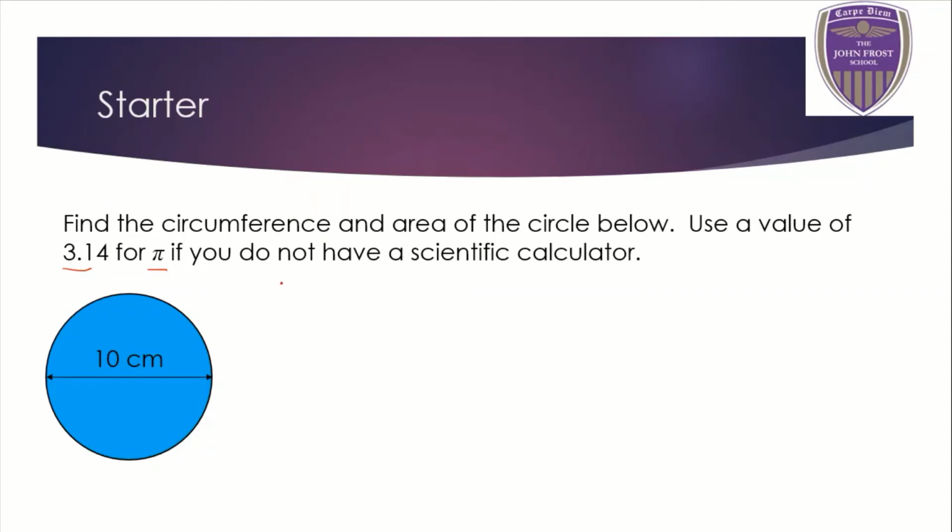Okay, welcome back. So you have to remember the formulae now for these. Remember, a circle's circumference is pi times diameter. And the diameter is the length all the way across the circle, okay? And so for us, the diameter is 10. So I can do pi times 10. Actually, you know what? I think I'll use pi on my calculator.